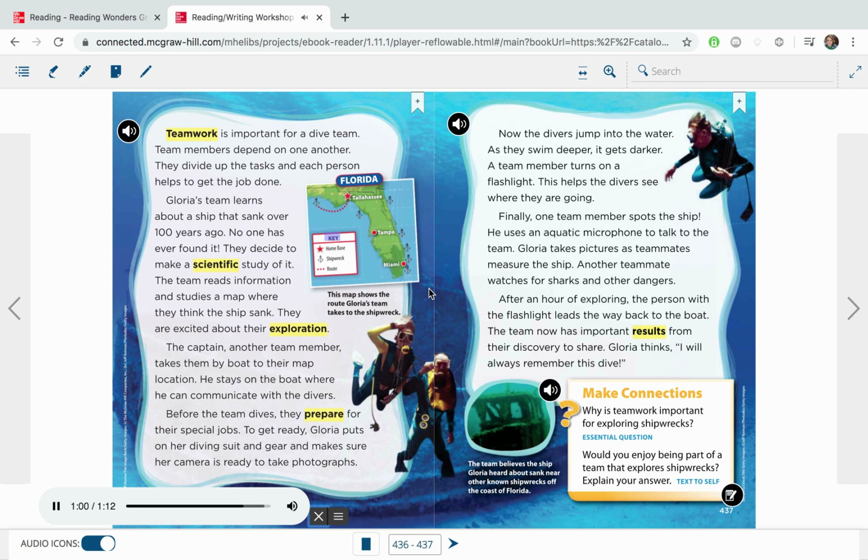Florida, Tallahassee, Tampa, Miami. Map key. Red star, home base. Anchor, shipwreck. Dotted line, route. This map shows the route Gloria's team takes to the shipwreck.